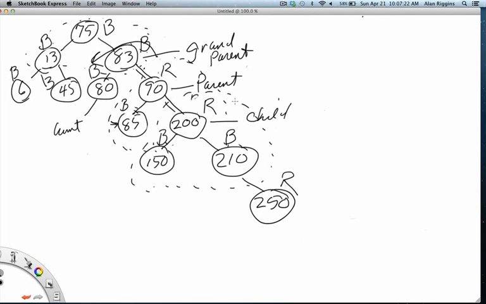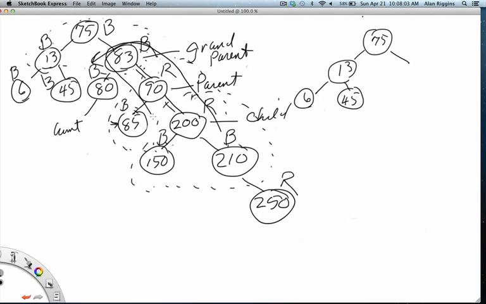So rewriting our tree, then we have 75, 13, 6, 45. Then over here we have the rotation. So I want to write those three nodes before I do anything else on this subtree. We're going to drop the 83 down and pull the 90 up. So these are the three nodes here that we're working on right now.